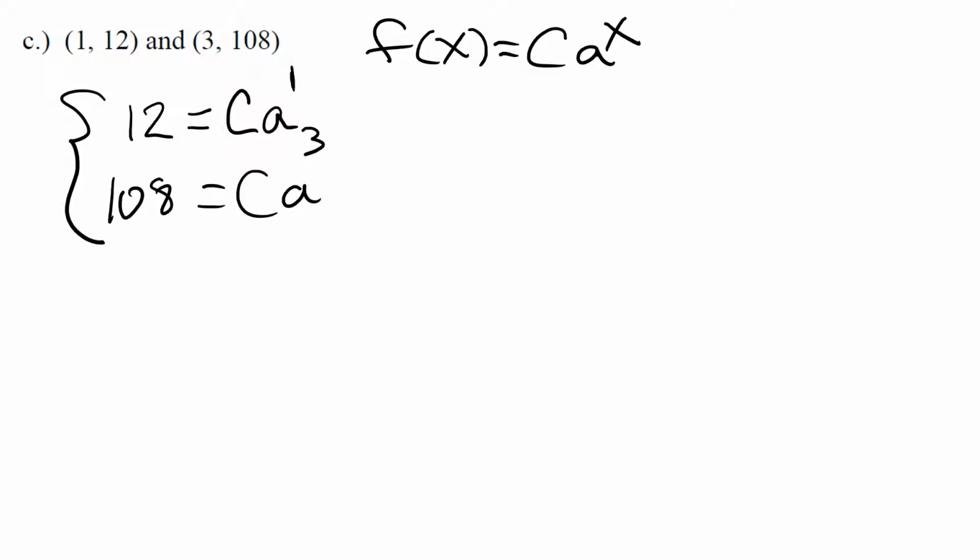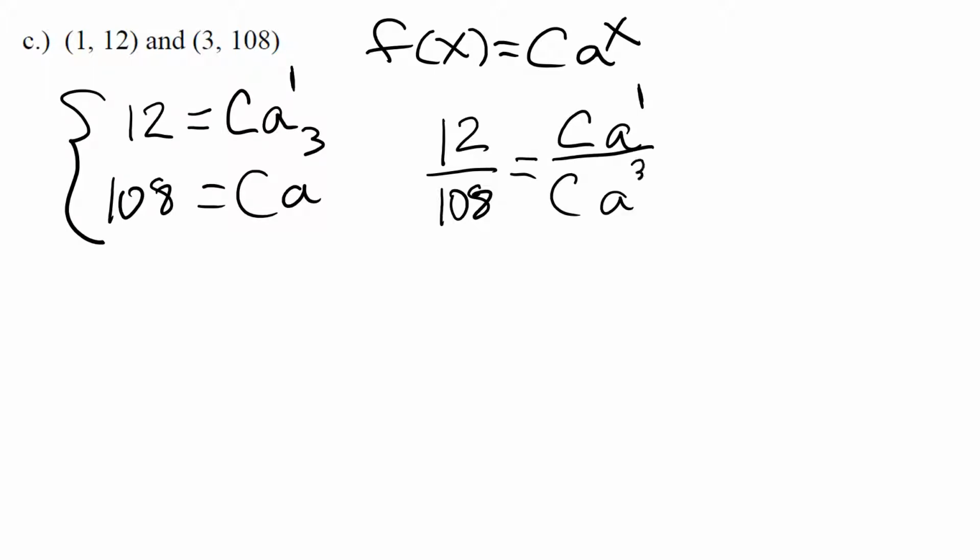And now I have two equations and two unknowns, and I'm going to use the fact that exponential functions have a common ratio to divide both of these equations by each other. So I'm going to set that up over here. It doesn't matter how you set this up, as long as you make sure that if you're doing 12 divided by 108, that's this y value divided by this y value, that's going to equal c a to the 1, because this x value corresponds to that y value, over c a cubed.